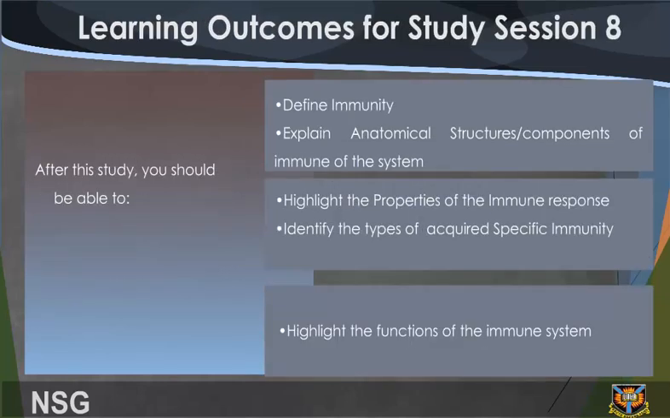Learning outcomes. After this study, you should be able to define immunity, explain anatomical structures or components of the immune system, highlight the properties of the immune response, identify the types of acquired specific immunity, and highlight the functions of the immune system.